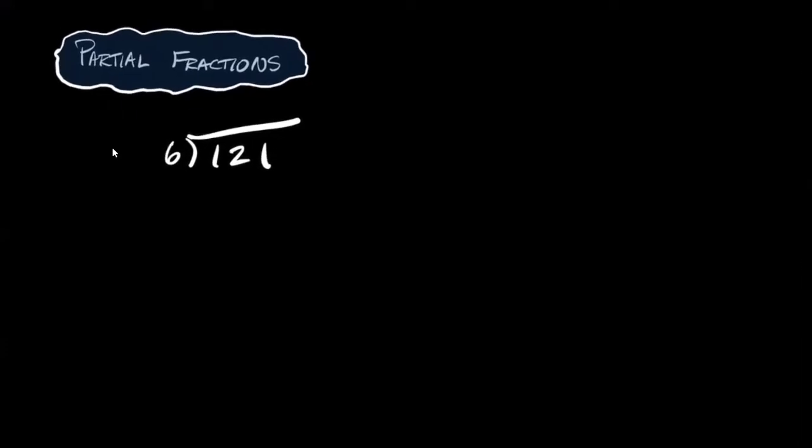We have to ask how many times does 6 go into 1? It doesn't go in at all. So instead we ask how many times does 6 go into 12? We know that goes in twice. So what we're going to subtract is these two things being multiplied. 6 times 2 is 12. So that's what we subtract, and we end up with 0. And we bring down this 1.